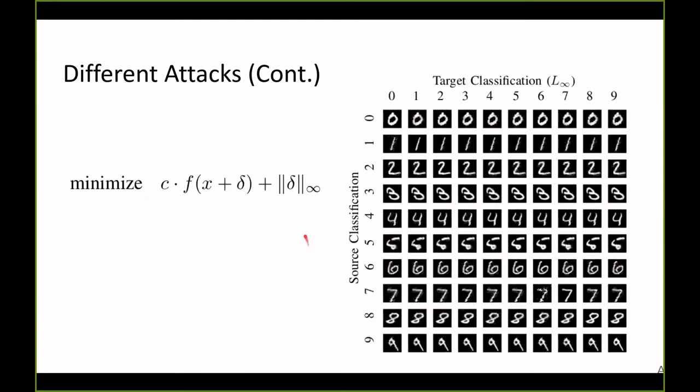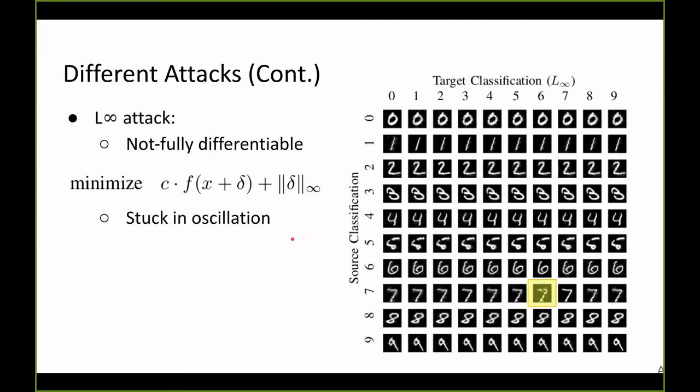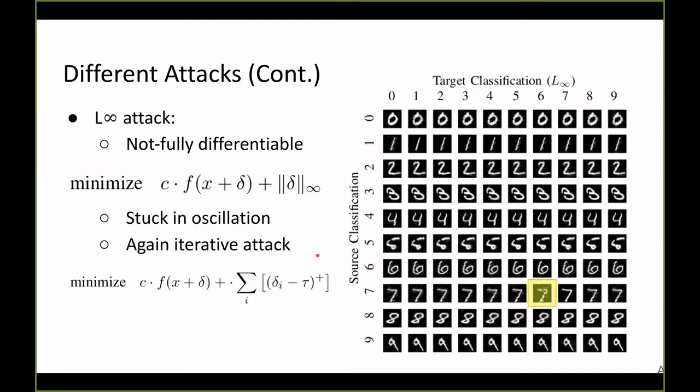The third attack is the L infinity attack. Again, it's not a fully differentiable function. They only penalize the largest term, and the others have no effect. That's why they get stuck in an oscillation. So they propose an iterative attack with a constant tau. It penalizes all the large terms, and it's repeated until convergence.